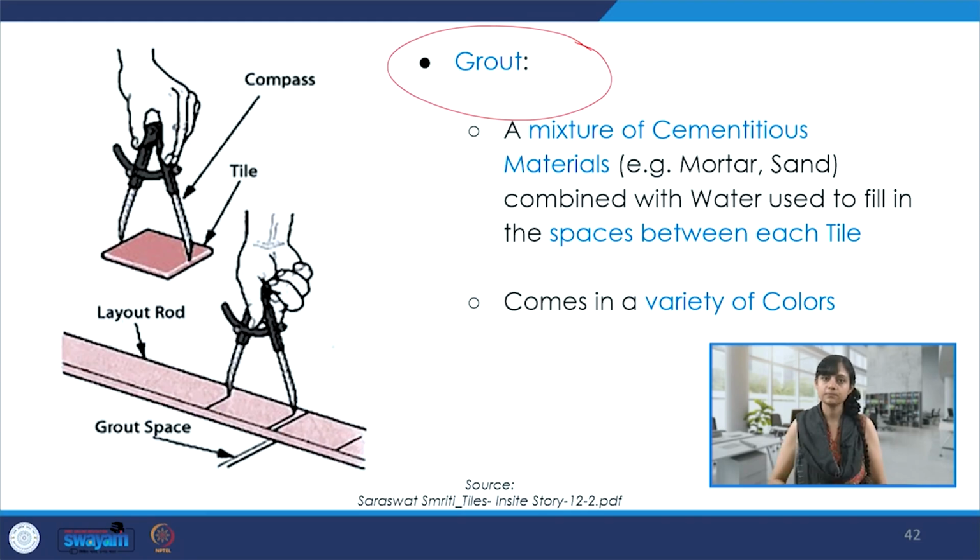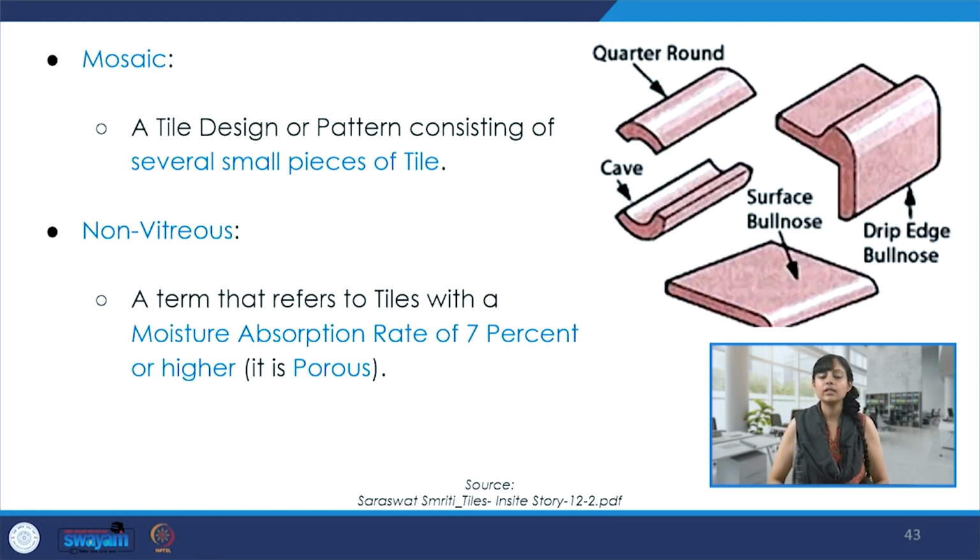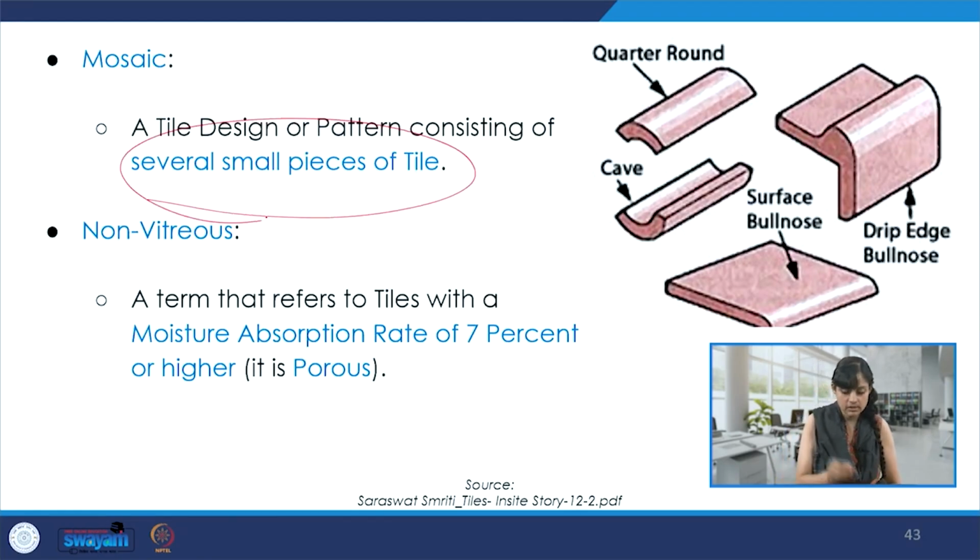And then there is grout, which is very, very important to understand while we are talking about tiles. It is a mixture of cementitious materials, which could be mortar, sand, combined with water, used to fill in the spaces between each tile. And this comes in a variety of colors. Then there is mosaic, a tile design or pattern consisting of several small pieces of tiles.